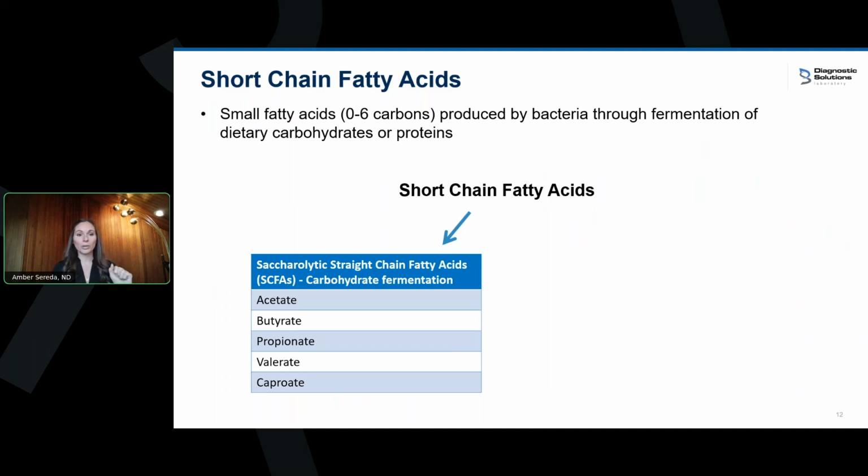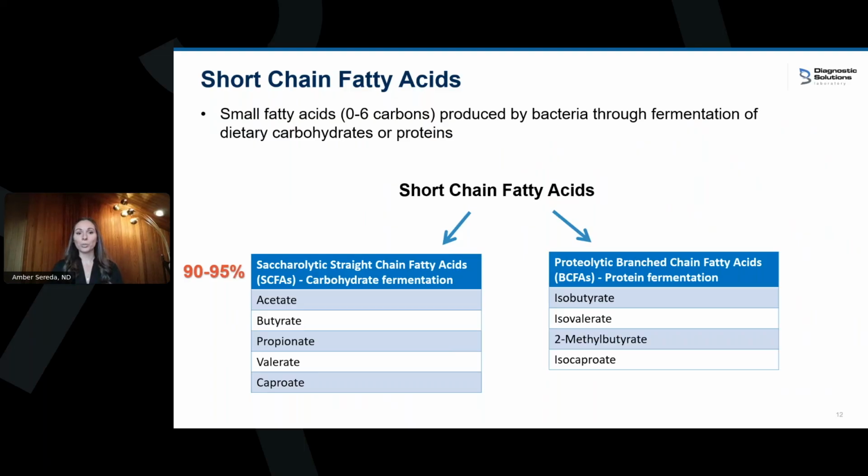At first, it can feel a little bit confusing, but our main heading is short chain fatty acids, and then we have our saccharolytic straight chains, which is our first group. And we expect that our pool of short chain fatty acids are 90 to 95% saccharolytic straight chains. Our other group are our proteolytic branch chain fatty acids, and those are a result of protein fermentation. If I didn't mention, saccharolytic is carbohydrate fermentation, and our proteolytic branch chains, we expect them to make up about 5 to 10% of our short chain fatty acid pool.